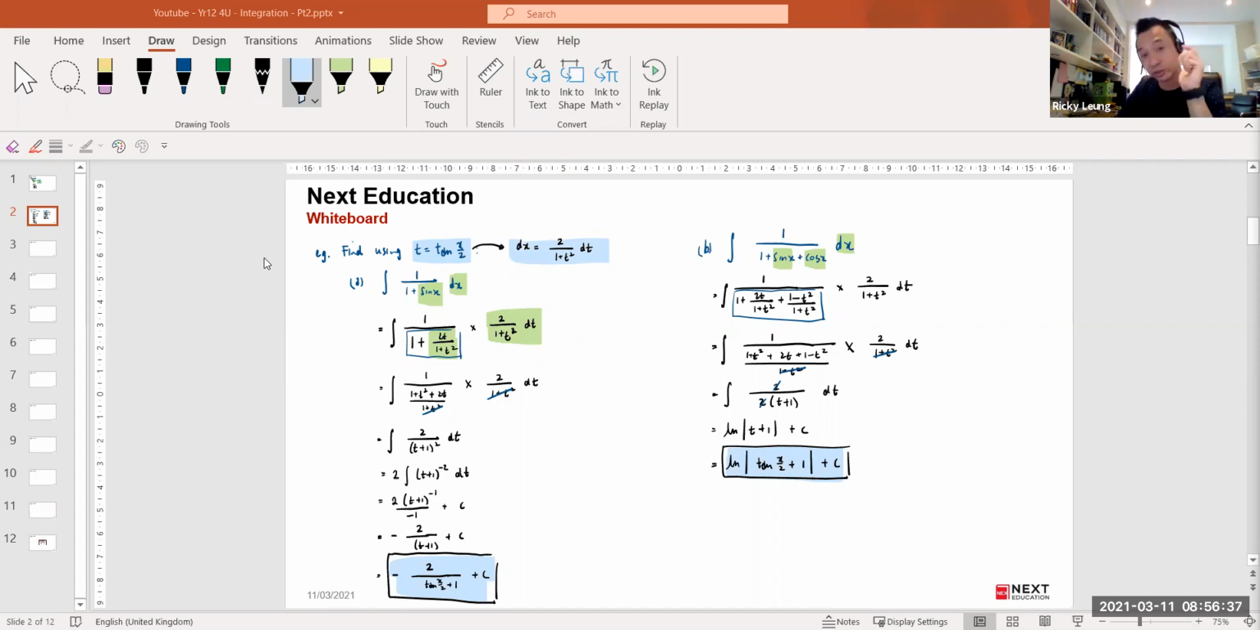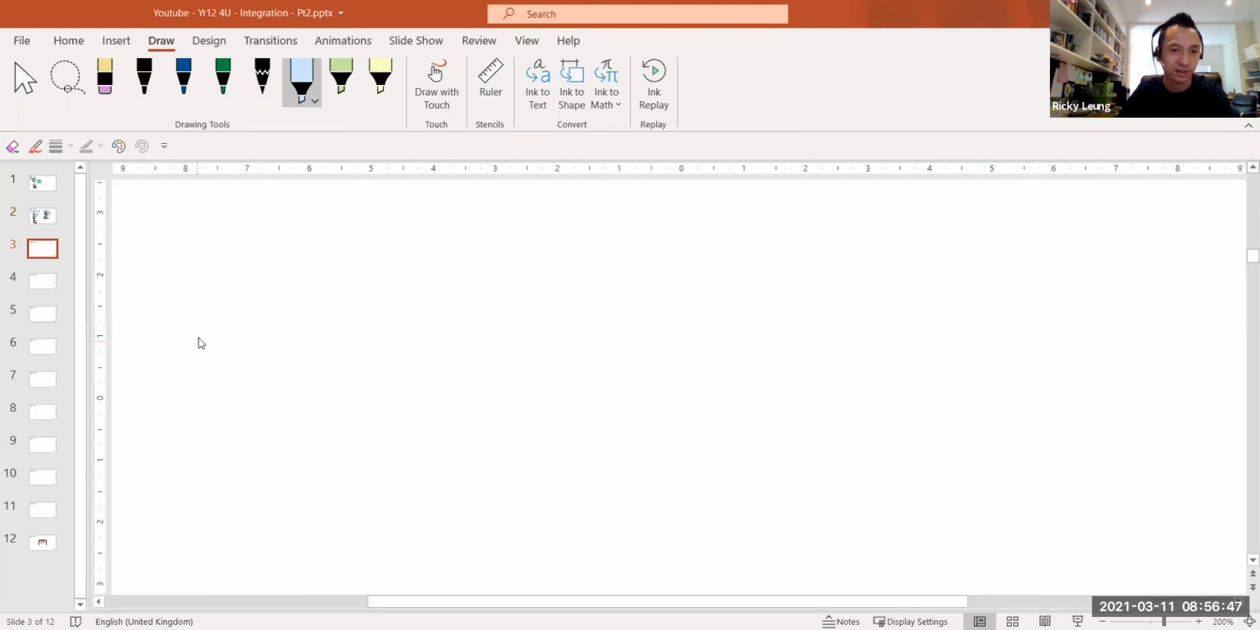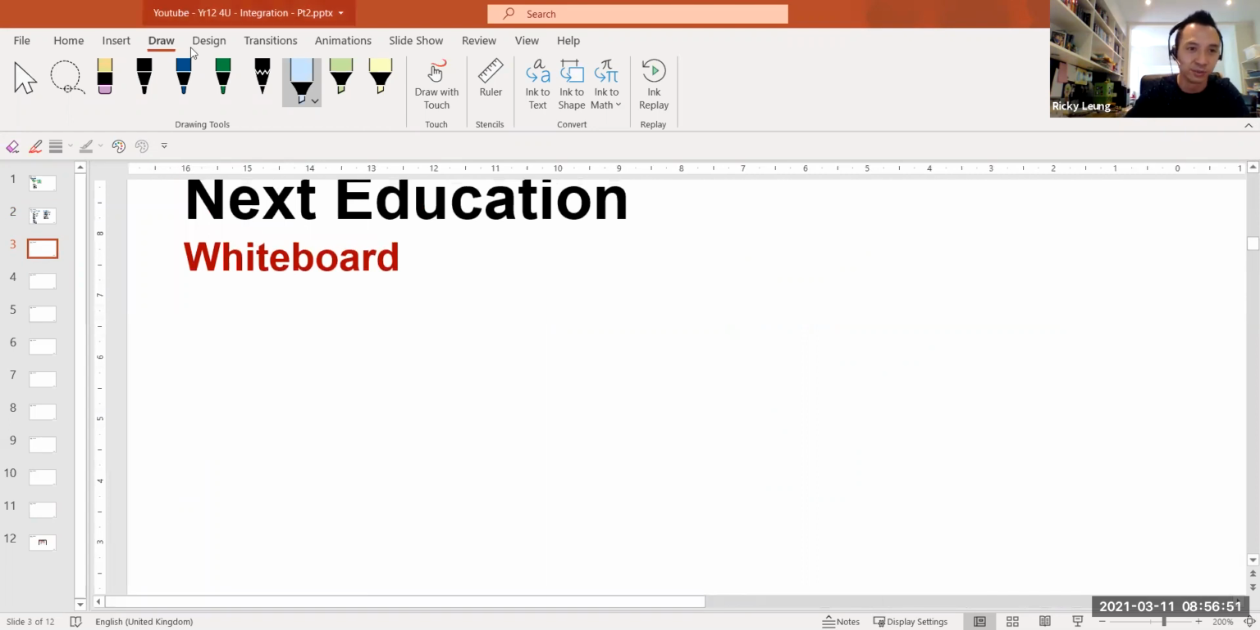There's a long method, which is using partial fractions. Oh, sorry, using t results. And then there's a hack, which does it in like 2 or 3 steps. So check this out. My fave, right? My fave in the whole integration topic.